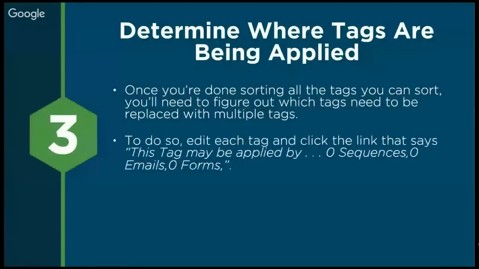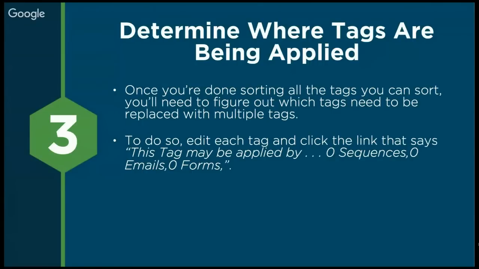So to start this process, you need to find out if these tags are being applied anywhere. To do that, you edit the tag. When you edit it, there's a little link that says this tag may be applied by X number of sequences, X number of emails, X number of forms. Click on that, or if it says 000, then you know that it's not being applied by any of those things. Then you're all set, okay?